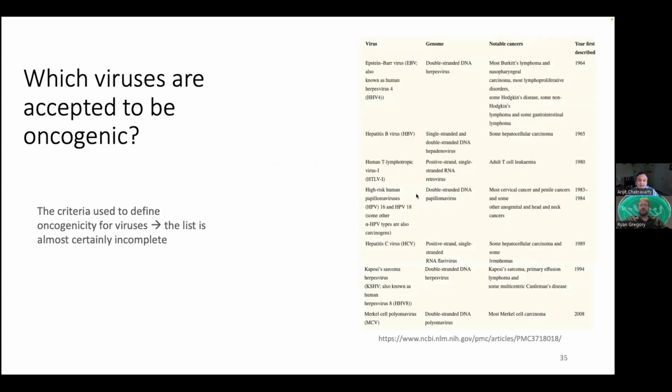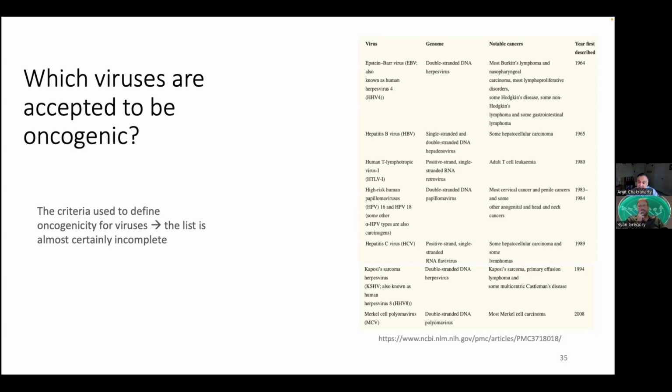So let's talk a little bit about what we know about oncogenicity as far as viruses go. There's a number of viruses that have been widely accepted to cause cancer. EBV is one of them. Hepatitis B virus is another. HTLV1 is another. And then you have things like HPV, hepatitis C virus, and Kaposi sarcoma virus, which is something that you see in AIDS patients, and Merkel cell polyoma virus, which is the most recent one.